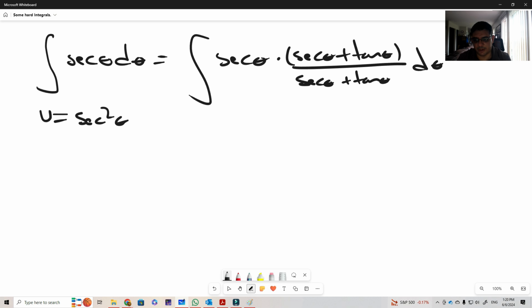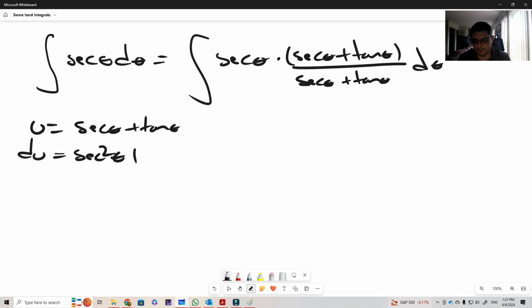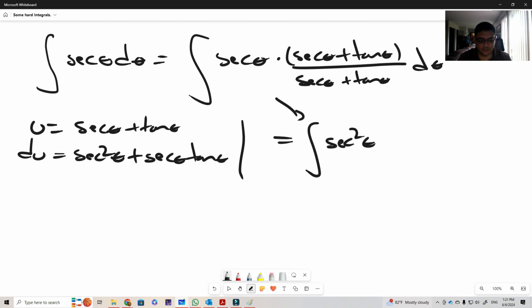U equals secant squared plus secant times tangent. Sorry, I was thinking about the du. I'm going to make u equals secant of theta plus tangent of theta. And so the du, of course, is going to be secant squared plus secant times tangent. The derivative of tangent is secant squared, and the derivative of secant is secant times tangent. And why was I thinking about that? Well, because this is precisely what I get here: secant squared plus secant times tangent, d theta.